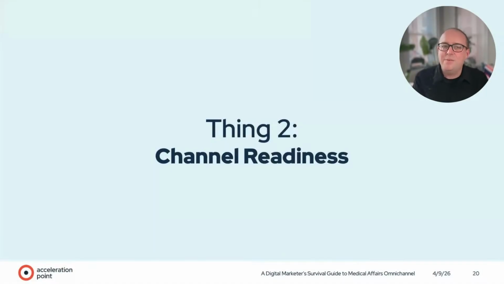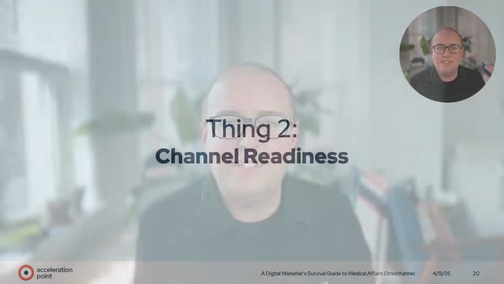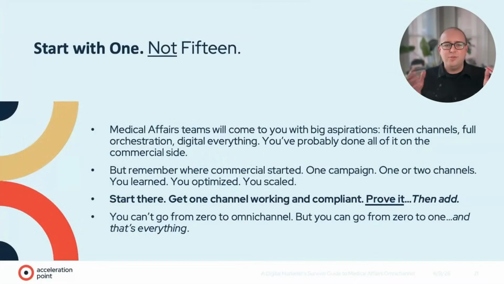So the second thing that I had was channel readiness. And that was the second challenge. The second thing that had to happen is channel readiness. One of the big things here, everyone of course is eager, especially your VP of medical affairs might come in and say, we have these big aspirations. We want to do 15 channels. I want full omni-channel orchestration, digital everything. And some of this has already been done, of course, by commercial teams. But remember where commercial started. One campaign, one or two channels, and then you learn, you optimize, and you scale. So start there. I want you to really think about this. Say, what is one channel that I can start working in and work on it compliantly, prove it, and then add to it. Again, remember that you can't go from 0 to omni-channel, but you can go from 0 to 1. And of course, that is everything. And that is what's really going to show that digital can work on the medical side.